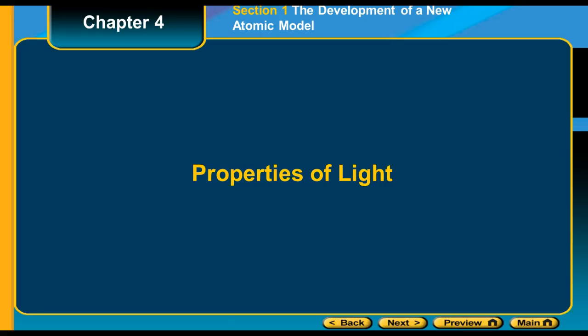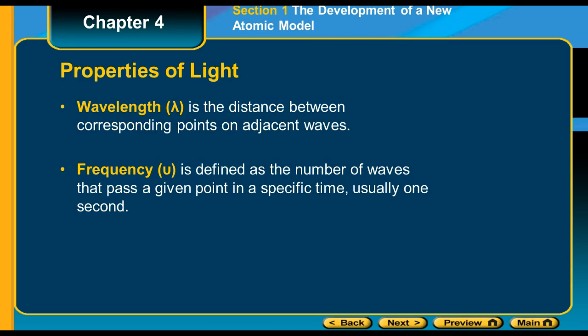This screencast is about properties of light and terms associated with waves. So light moves as a wave, and some of the terms associated with waves are wavelength, which is the upside down looking y. It's a Greek letter lambda, and this is the distance between corresponding points on adjacent waves.